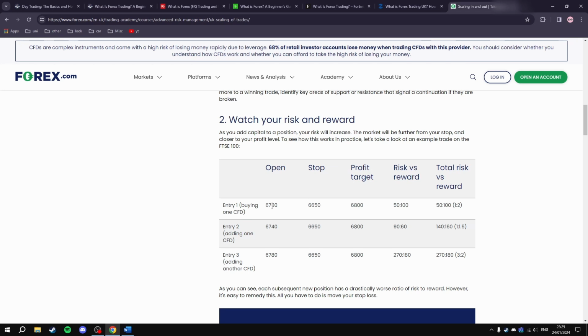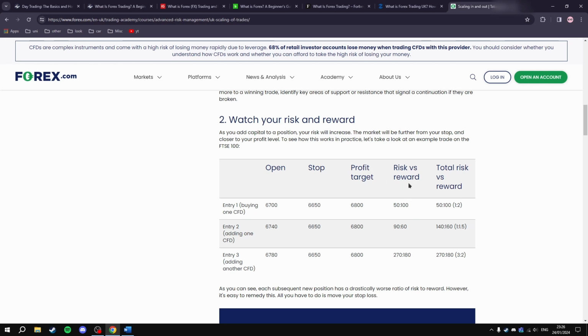Because you open at 6700 and your stop is at 6650, 6700 minus 6650 is 50, which is your risk. So you're risking losing 50 in trying to get 6,800 minus 6,700, which is 100. Total risk versus reward, 1 to 2.